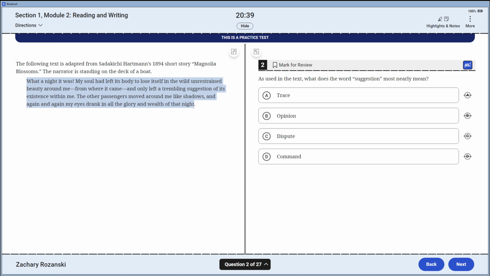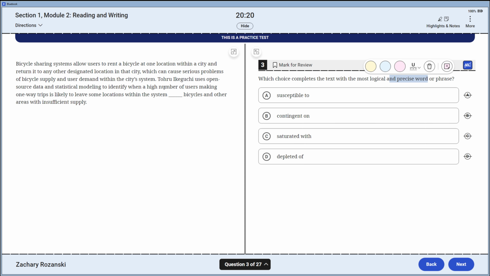Suggestion, I have to read a lot more than I want to with these weird little near-means. "What a night 'twas, my soul had left its body to lose itself in the wild, unrestrained beauty around me from where it came, and only left a trembling suggestion of its existence within me." It was just a tiny little trace within this person, absolutely. We're living here, let's fight the fight.